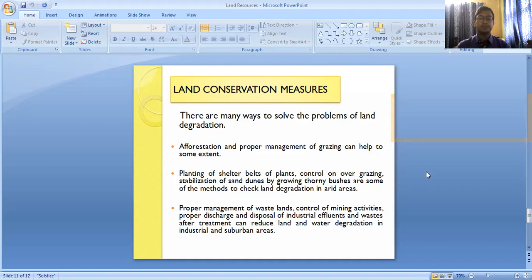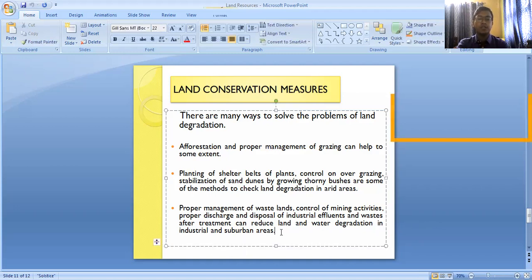This is how we can conserve the soil in the arid areas. Proper management of wasteland, control of mining activities, and proper discharge and disposal of industrial effluents and waste after treatment can reduce land and water degradation in industrial and suburban areas. Proper management of wasteland means the land which is already degraded. If proper management is done of those wastelands, the land can be rejuvenated again, and the fertility of the land can be regained so that it can be used.